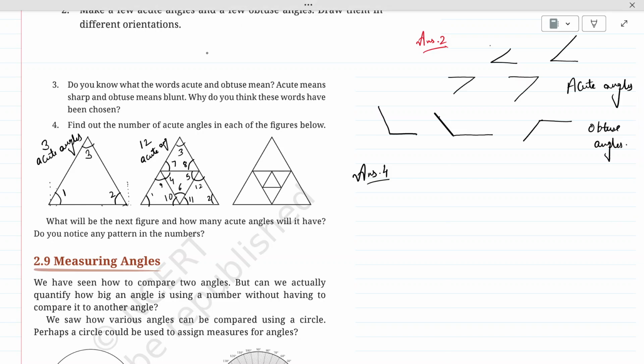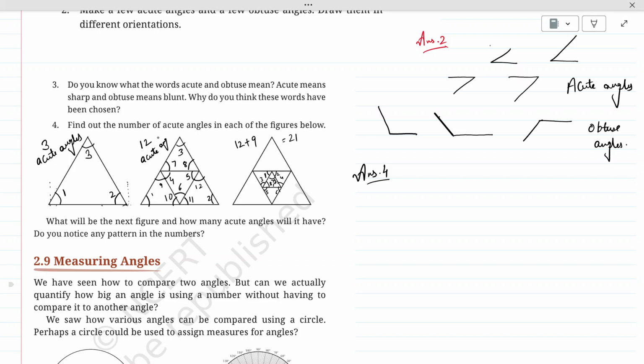Now, in the third figure, in addition to these 12, we are just going to count the inner ones. So we have 12, the outer ones, and now this 1, 2, 3, 4, 5, 6, and this one 7, 8 and 9 insiders. So 12 plus 9 gives us 21. Okay, so this figure has 21.